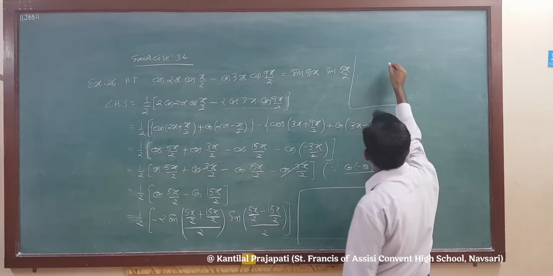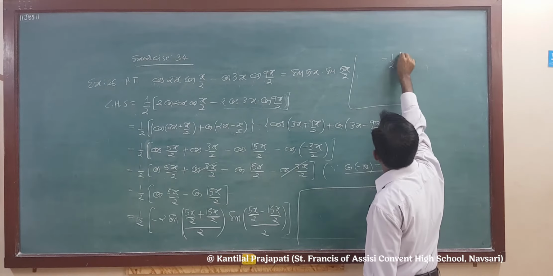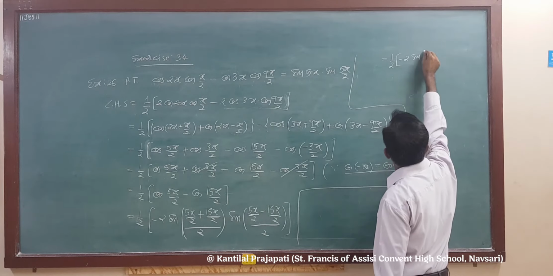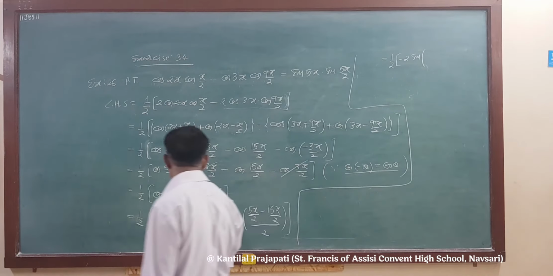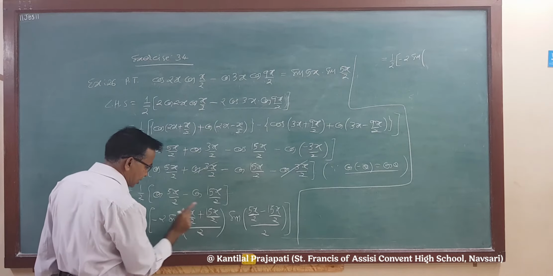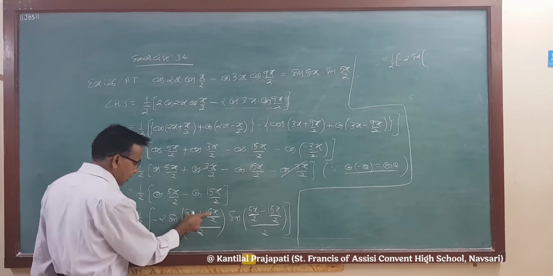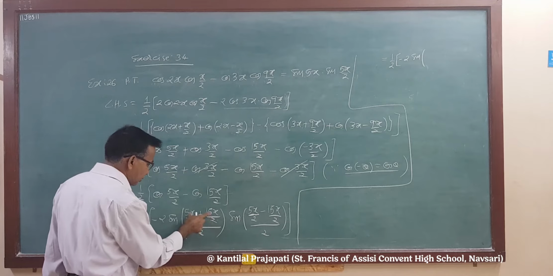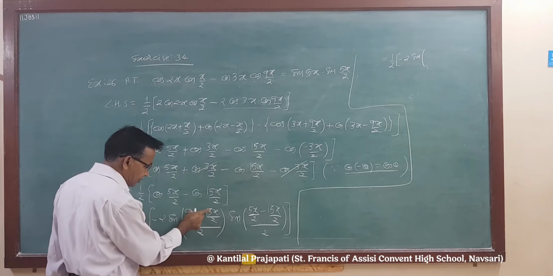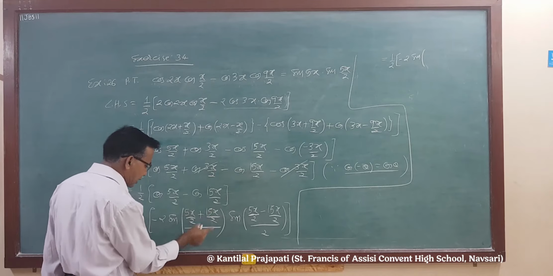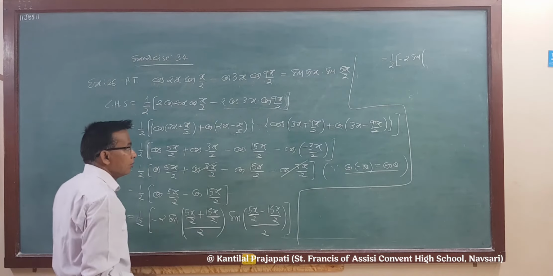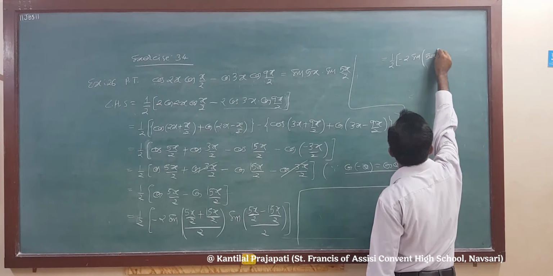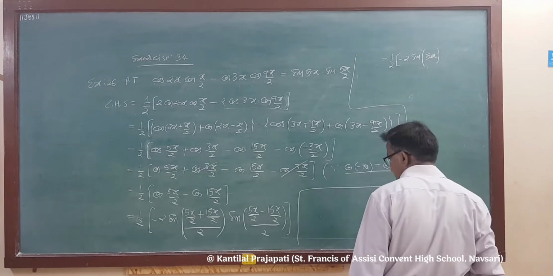Write this equal to 1 upon 2 in bracket minus 2 sine. Now simplify the bracket angle, the sum of angle 15x plus 5x. 2 is the LCM here, so direct addition of numerator: 15x plus 5x is 20x. 20x by 2 is 10x. 10x divided by 2, and therefore what is the simplification? Only 5x. So it is sine 5x only.